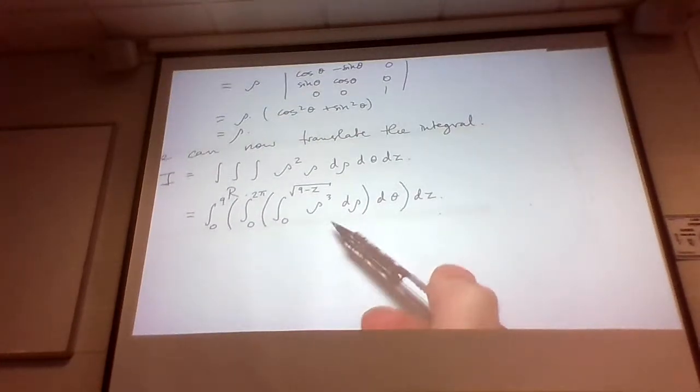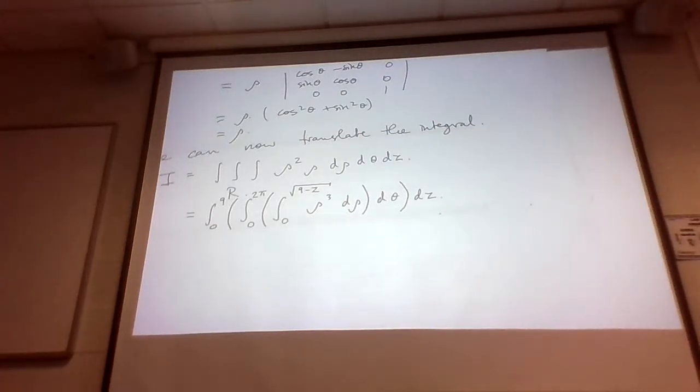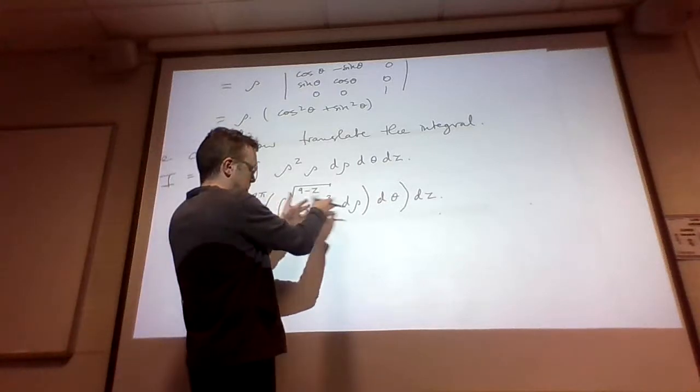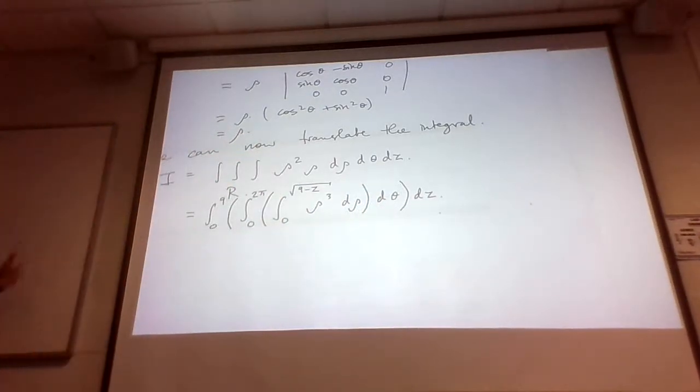So we evaluate these things from the inside out. You have to evaluate the inner brackets first, and then you work outwards until you apply the last operation, which is the z integral.